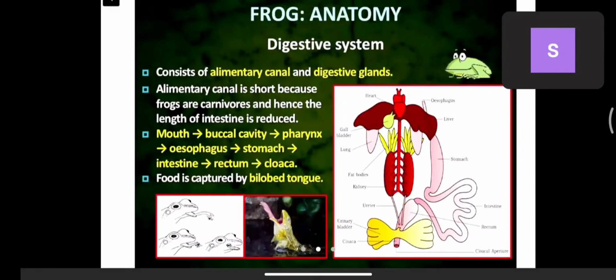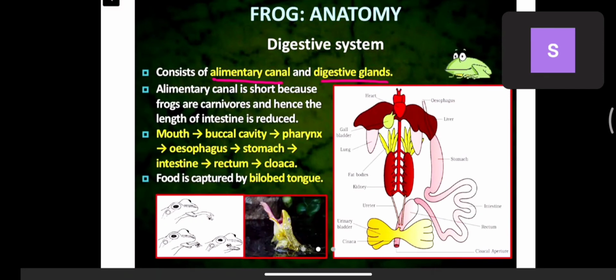And when you see the digestive system of the frog, it consists of the alimentary canal and digestive glands. What is meant by alimentary canal? The canal which runs from the mouth up to the anus, the total tube, we call it the alimentary canal. You will have some digestive glands also which secrete the enzymes for digestion. And mostly hydrochloric acid is produced by these glands.